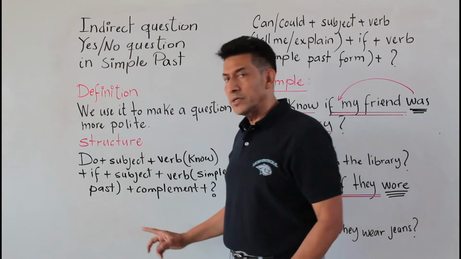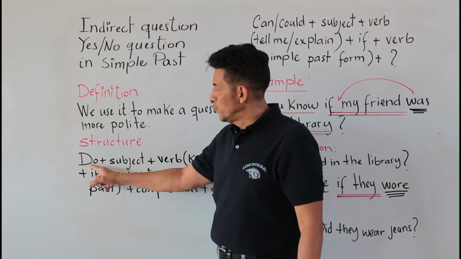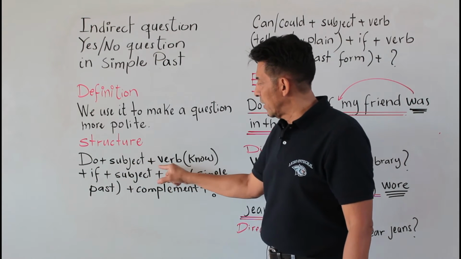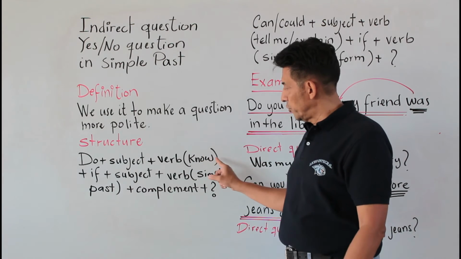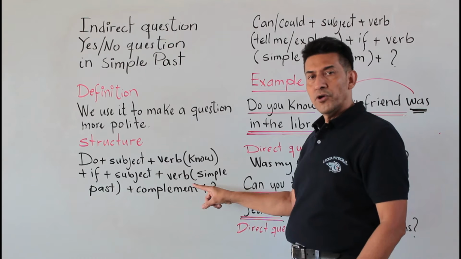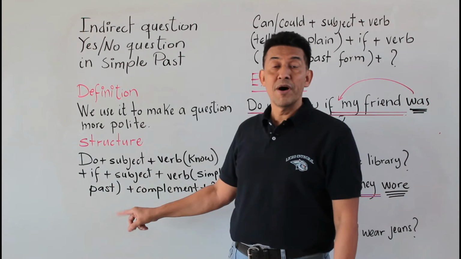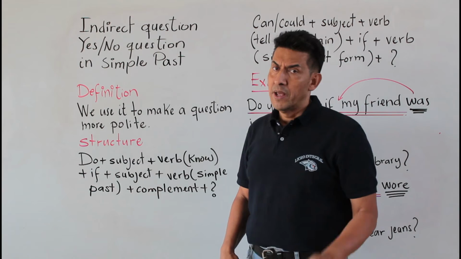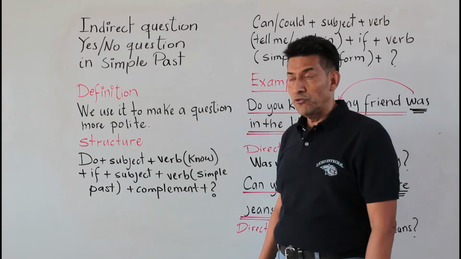So the structure reads like this. Do plus subject plus verb, we are still using "know" as the verb. Then "if" plus another subject plus verb, and this one has to be, like I said, simple past, plus complement. And don't forget, we have to use a question mark.